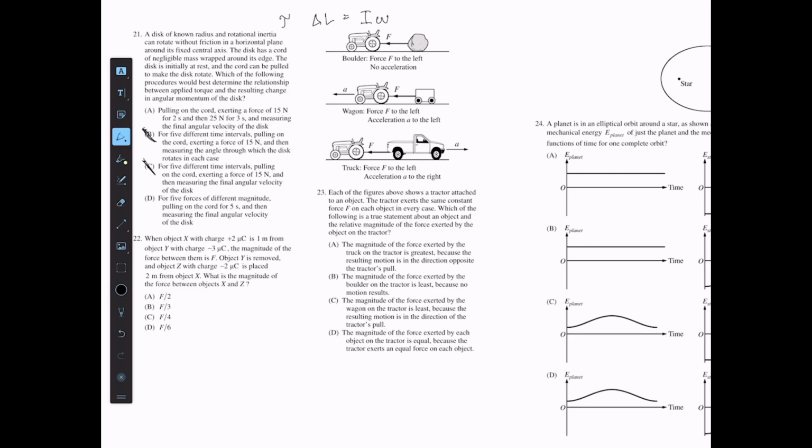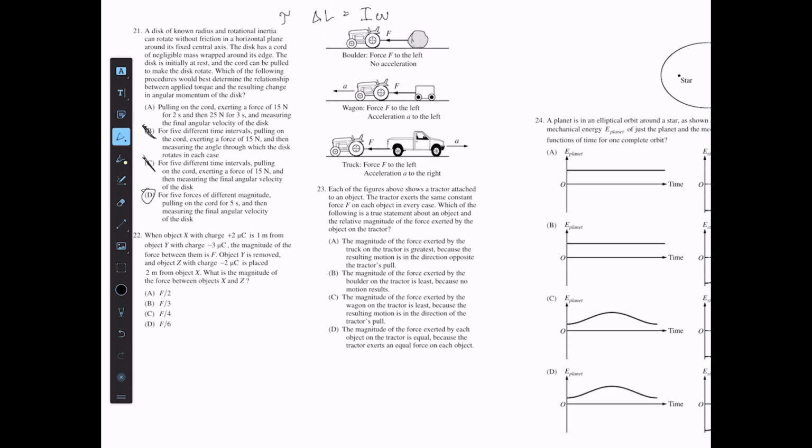And then A, it's just not really right, because yes, the torques are different and you're seeing how it affects the angular velocity, but it just doesn't really make sense. You just wouldn't do that, because it's best to keep time constant if you're looking to explore the relationship between torque and angular velocity. 22 we can skip.